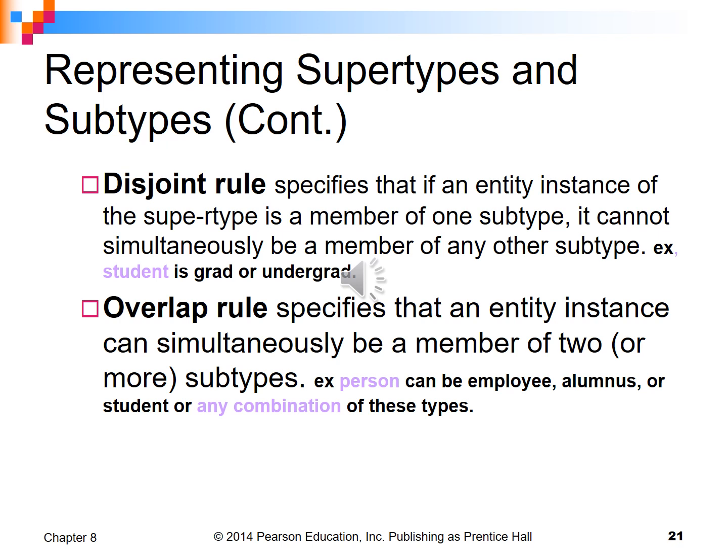This means it has to be in one subtype, not more. A student is a graduate or undergraduate. But overlap rules specify that an entity instance can simultaneously be a member of two or more subtypes. A person can be employee or alumnus or student, or a combination of these types. This means a person in a university could be an employee or alumnus, like a student who finished his degree a couple of years ago. He is an alumnus, and in the meantime, he is working now in the university.